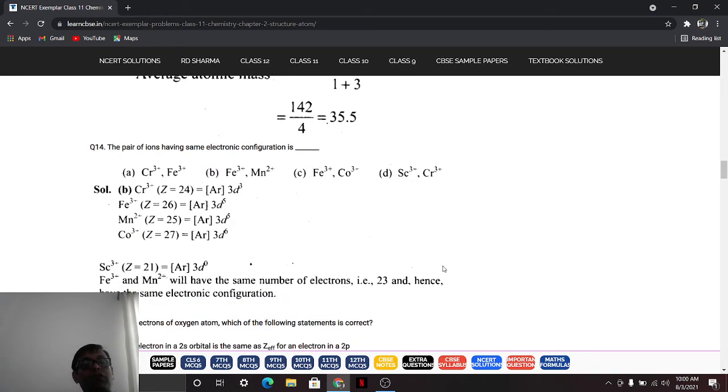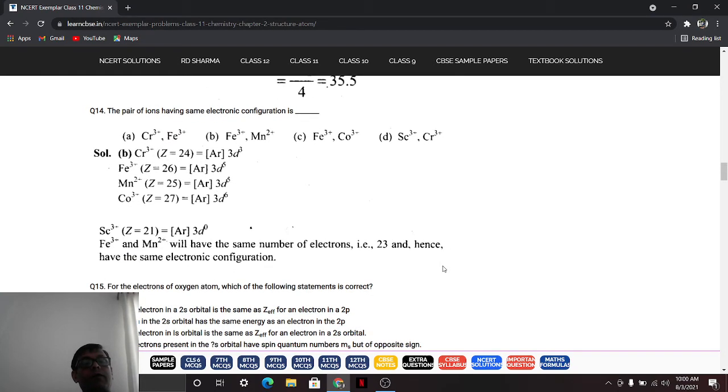Here, actually, option B is correct. That is the reason: Fe3+ and Mn2+ are argon 3d5; scandium 3+ is argon 3d0. Fe3+ and Mn2+ will have the same number of electrons, that is 23, and hence have the same electronic configuration.